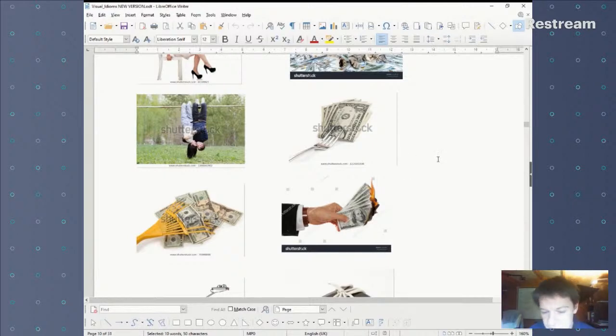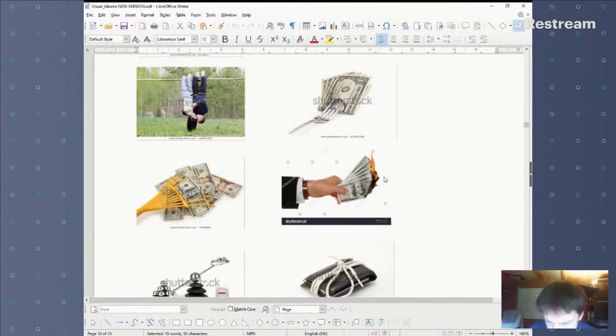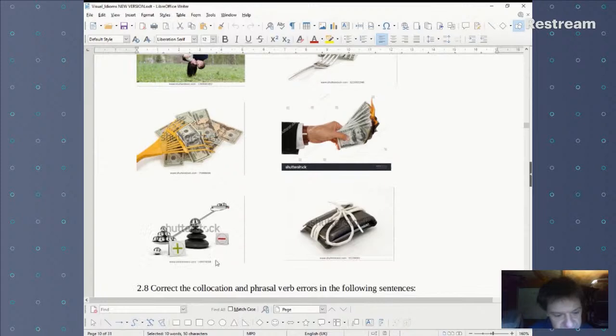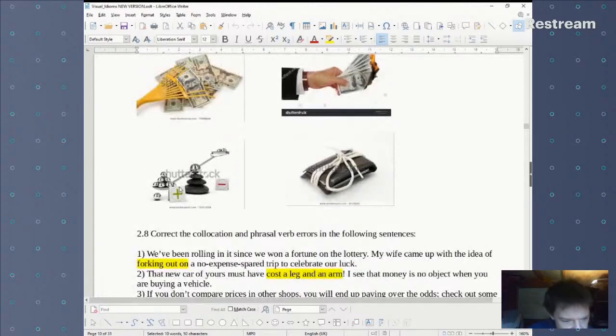We did raking it in a few classes ago. This one is he's got money to burn. Money is no object for him. He makes so much money that he's got money to burn. He can splash out on anything that he wants. Okay, this one, I suppose, is the benefits outweigh the drawbacks. There couldn't be much else that could be correct here. So I suppose it's the benefits outweigh the drawbacks.